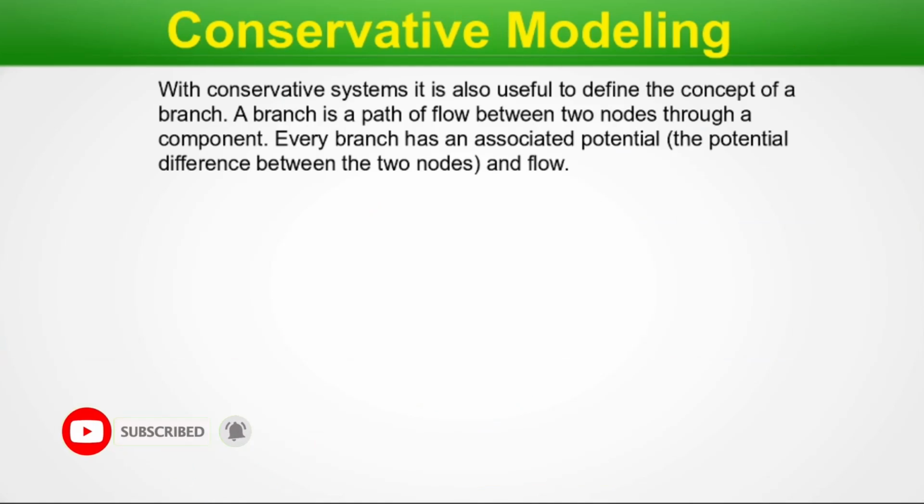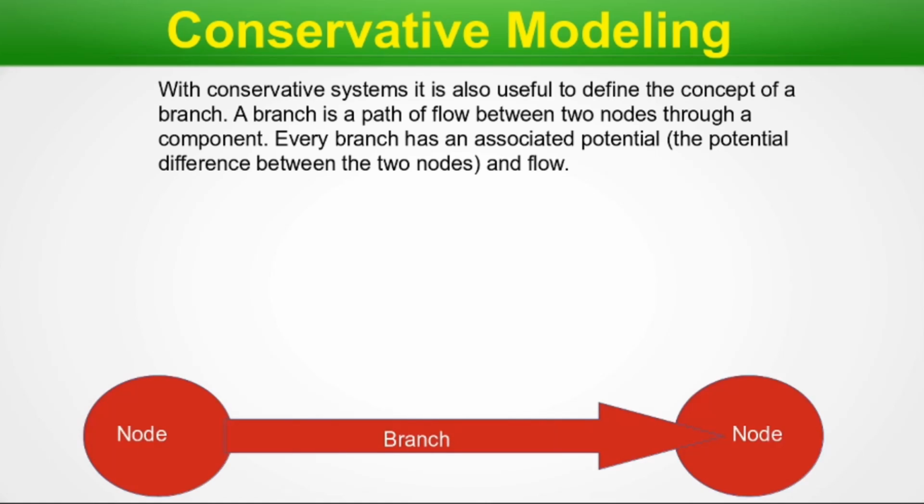Let's move to the conservative modeling. With conservative systems, it is also useful to define the concept of a branch. A branch is a path of flow between two nodes through a component. Every branch has an associated potential and flow, and obviously there will be a potential difference between the two nodes. So we can see in the picture here there are two nodes, and when we go from one node to another node, the thing is called a branch.